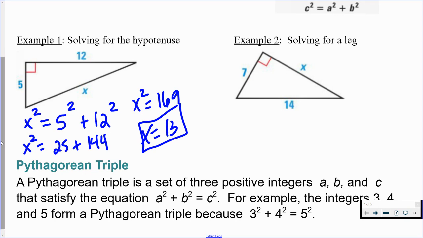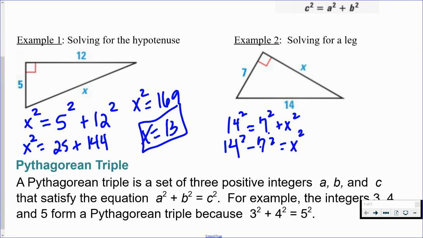So we solved for that missing hypotenuse length. That is 13. For example 2, we have a leg that is missing, so we're solving for a leg this time. Let's think about setting this up. We know that the hypotenuse squared is equal to the two legs squared and added together. So 7 squared plus x squared. Notice that we can subtract. We can do 14 squared minus 7 squared, and that is going to give us x squared. So let's square those out. This is another reason why knowing squares can make things go faster. 14 squared is 196 minus 7 squared, which is 49. That's going to be equal to x squared. So 196 minus 49 gives us 147.